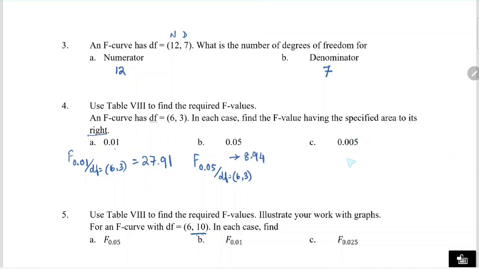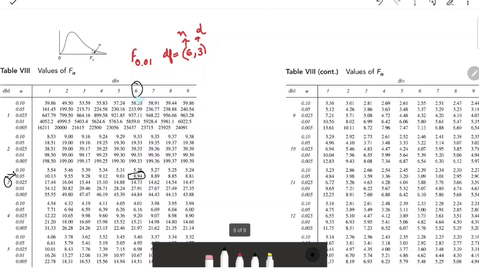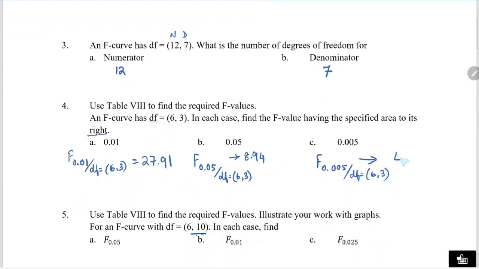And finally, we have 0.005. So it's going to be F of 0.005 with same DF equals 6, 3. Again, going back to our table, we already have 6 and 3 marked. So 0.005 is going to be the last row of this section. So it's going to be 44.84. So 44.84 is the answer.